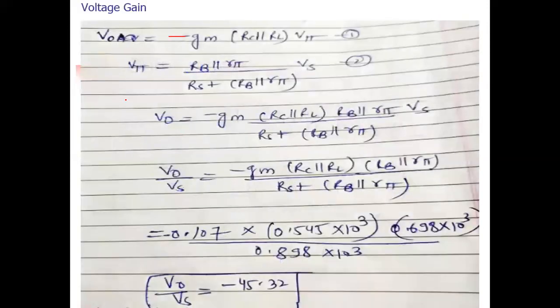So in this way we have calculated v pi. Put the value of v pi in equation 1. Now this is the equation. Now Vs will go from here to here, down. So in this way you will calculate the value of V naught upon Vs. Now you have all the values. gm you have already calculated, RC and RL are given, RB you have already calculated, R pi you have already calculated. By substituting all the values, you will calculate the value of gain, that is minus 45.32. The minus sign indicates that it behaves like an inverting amplifier.